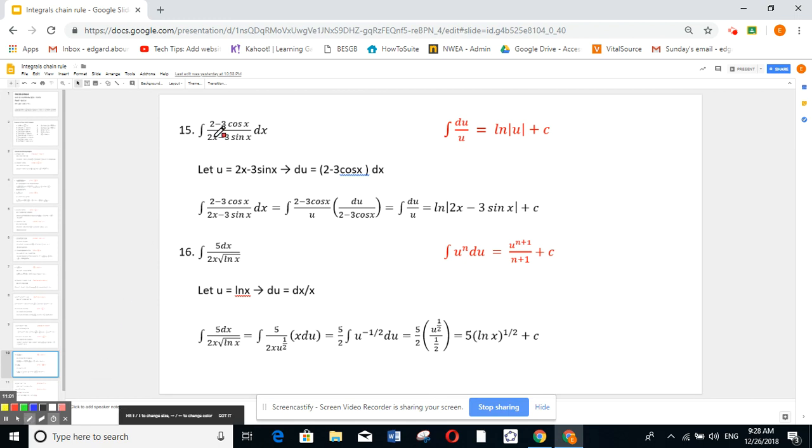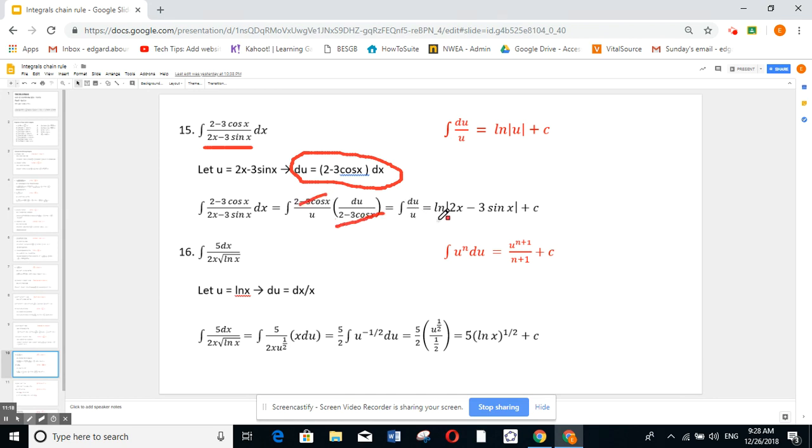Now, this one, the degree is down by 1, so directly I go to du over u. Let u equal x minus 3 sine x, and the derivative of this one, you know the derivatives. So I keep the one up as it is. This is u, and dx is du over that one, which cancels out. Du over u is ln u, where u is this one.